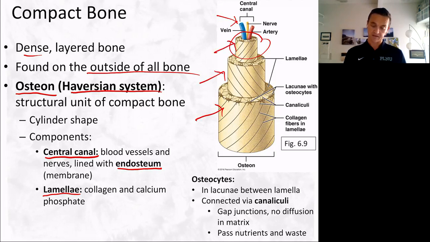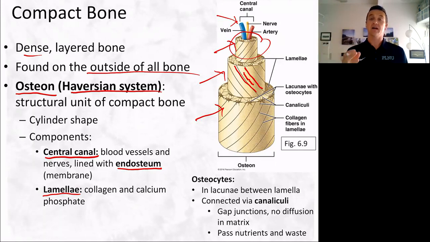And you can see the calcium phosphate part, all this white part, but then these black lines here, those are the collagen fibers running through. And you can see they go in different directions. So at one layer they go this way, and the other layer they go the opposite way.